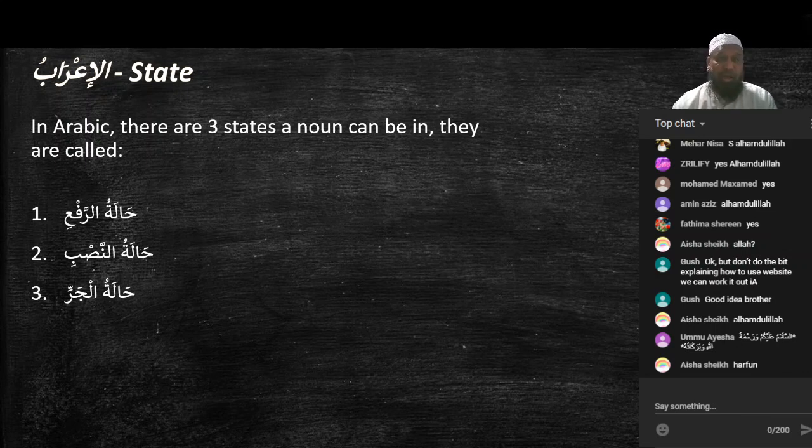So, an ism can be in one of the 3 states. In Arabic grammar, there are 3 states. Number 1, halatul rafa. Number 2, halatul nasb. Number 3, halatul jar. This is the state.